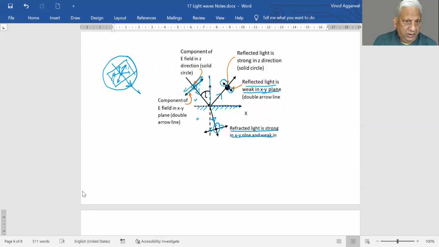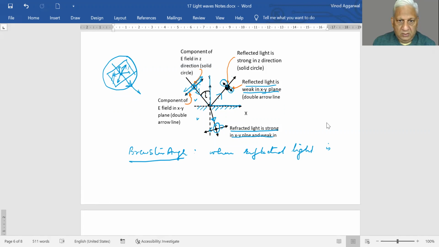Now, here there's a term called Brewster angle. What is this? This is when the reflected light is perpendicular to the refracted light. Meaning thereby, in this condition, this is the reflected beam, this is the refracted beam, and this is the angle.